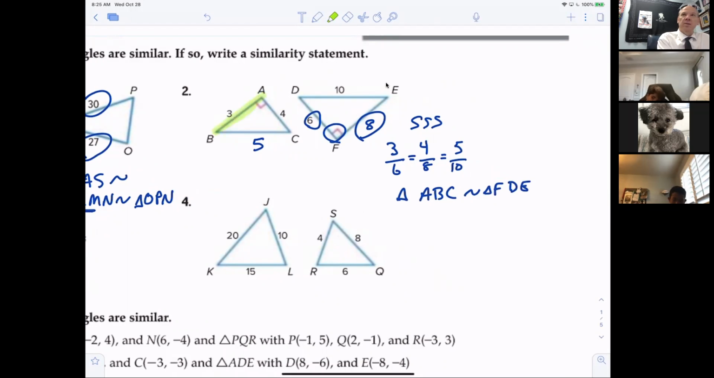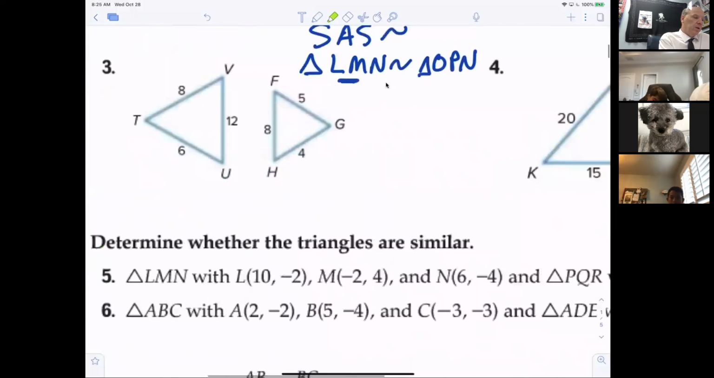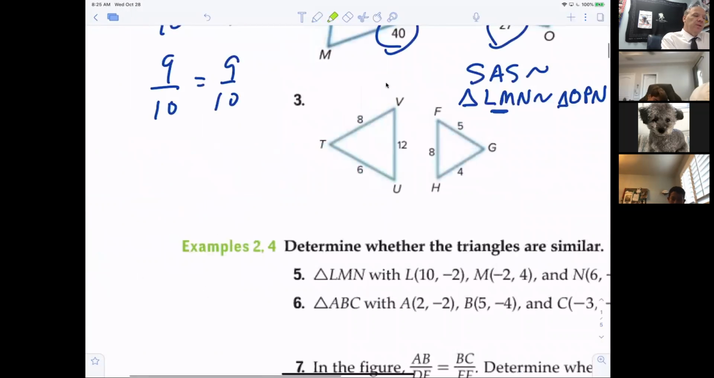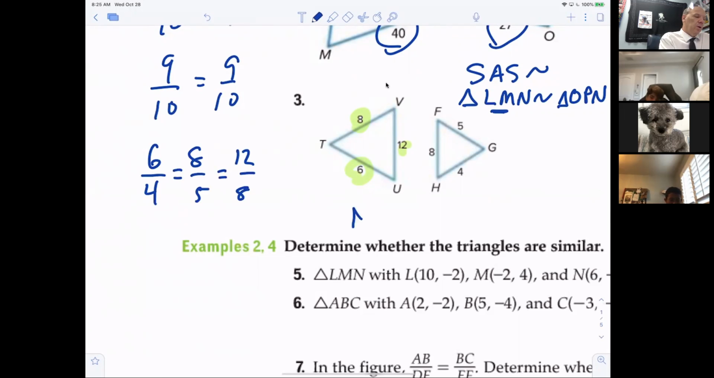All right, let's knock out 3 here. So again, it's very simple. Small to large. 6, 8, 12. 4, 5, 8. Does everybody see how I'm doing that? Are those similar? No, not similar. Anybody have any questions?